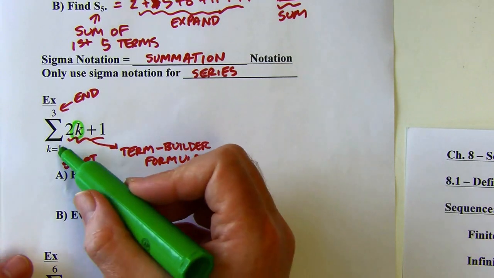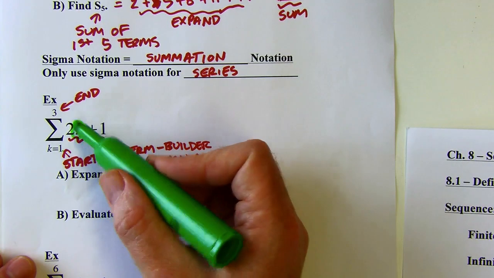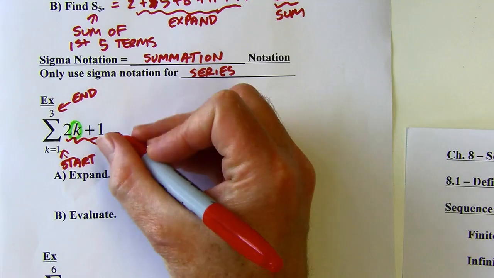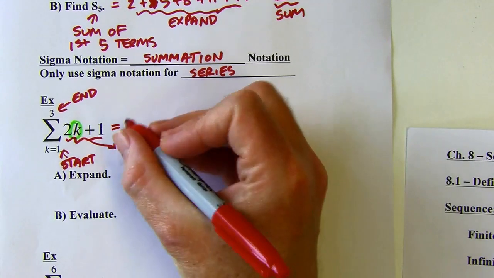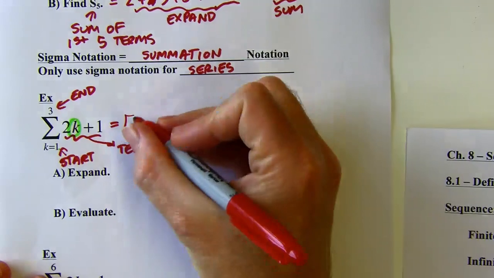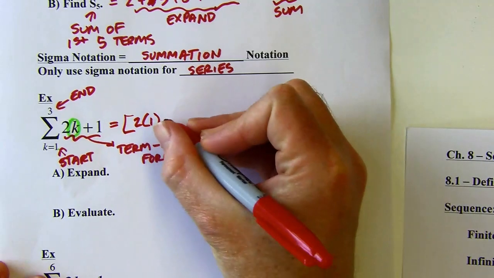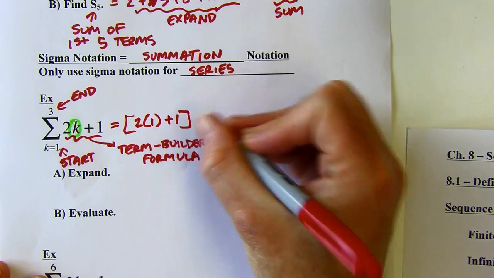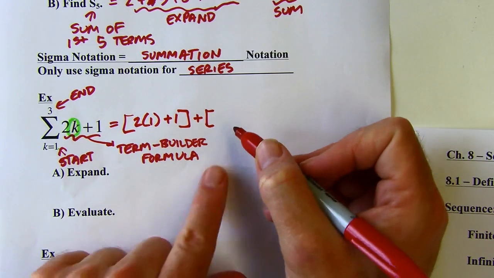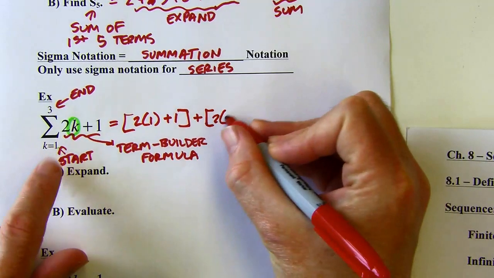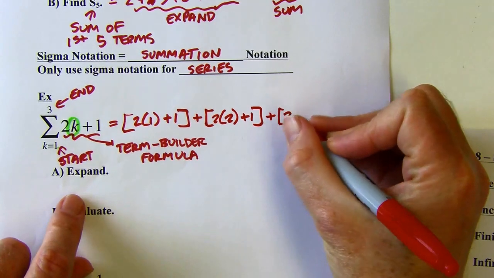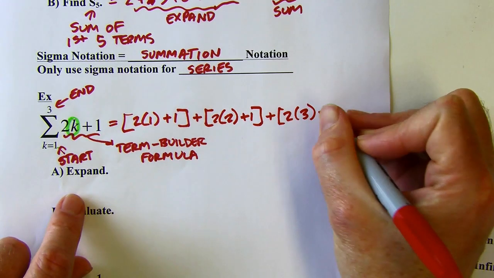I'm not going to put in 1.7 or anything like that. Just 1, 2, and 3. I'm going to plug in to this formula for k. So my first term, I'll put in brackets here: 2 times 1 plus 1. My next term, since this is a series, I'm adding together my terms, right? Then I've got 2 times 2 plus 1. And finally, 2 times 3 plus 1.